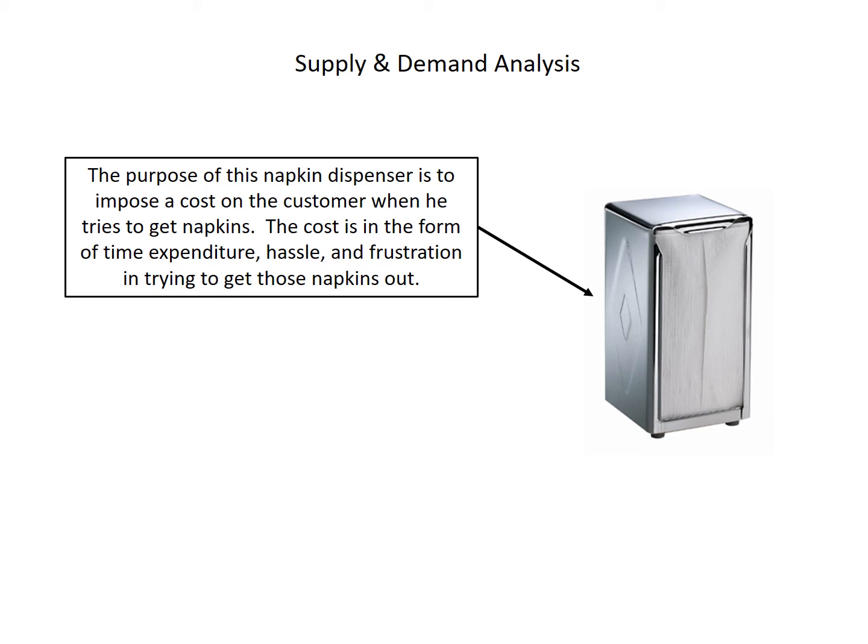Although it's impractical for them to charge for napkins, the idea here is to impose a cost so the customer won't take more napkins than he needs. McDonald's wants to keep its expenses down, so they don't want customers squandering or wasting the napkins. Fortunately for them, they understand the basic law of demand. The higher the price, the lower the quantity demanded. So in this case, the bigger the hassle in getting the napkins out of the dispenser, the fewer napkins the customer will take.